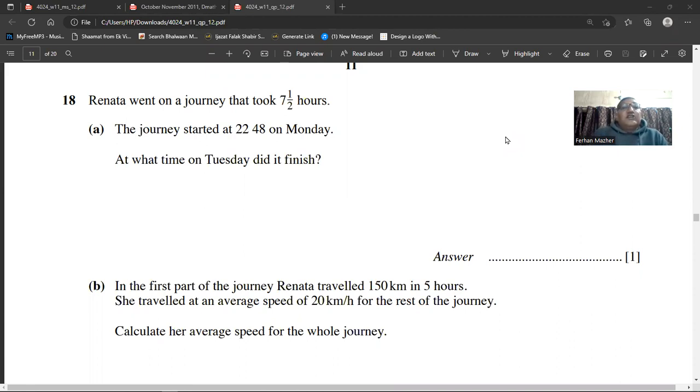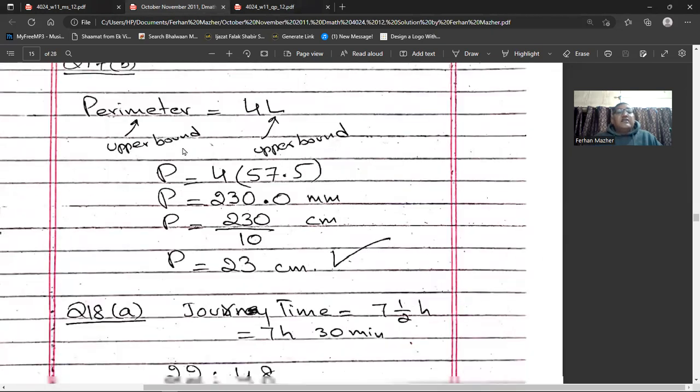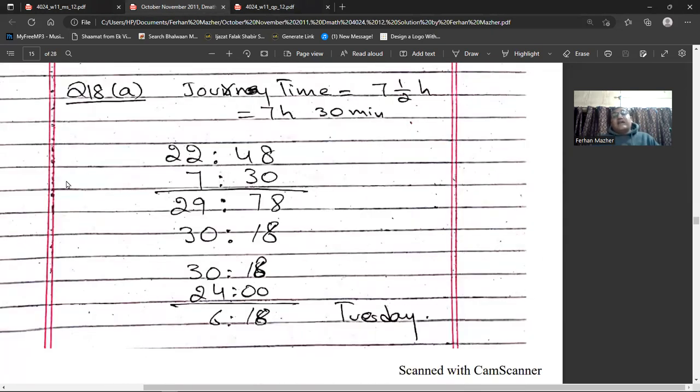Renata went on a journey that took 7 and a half hours. Part A: the journey started at 22:48 on Monday. At what time on Tuesday did it finish? So that was the departure time, and the journey time is 7 and a half hours. Remember that half an hour means 30 minutes. So 7 hours and 30 minutes will be added to the departure time, and you will get the arrival time.